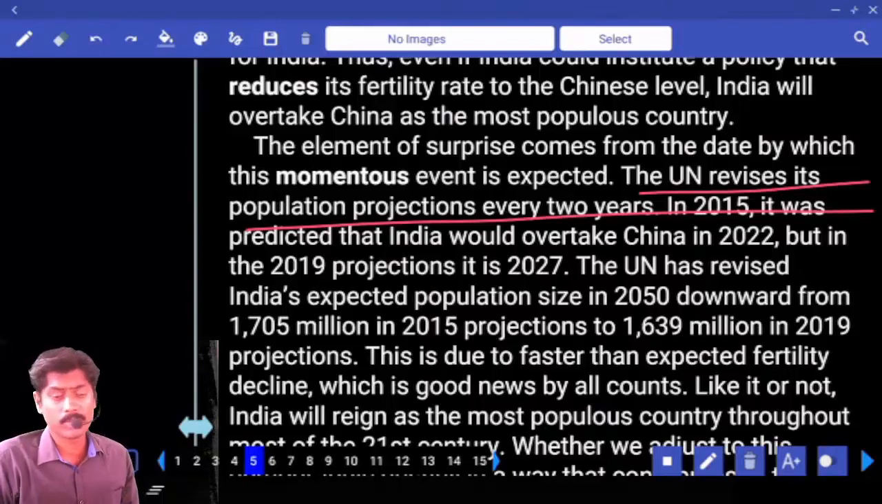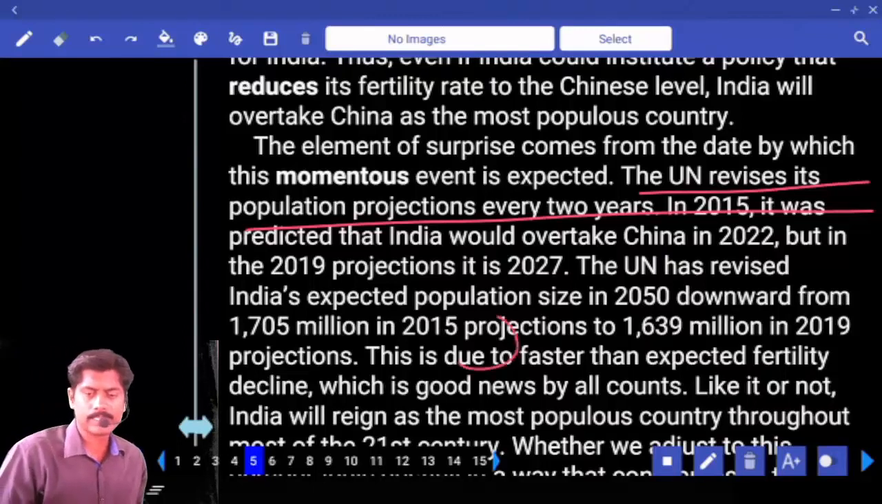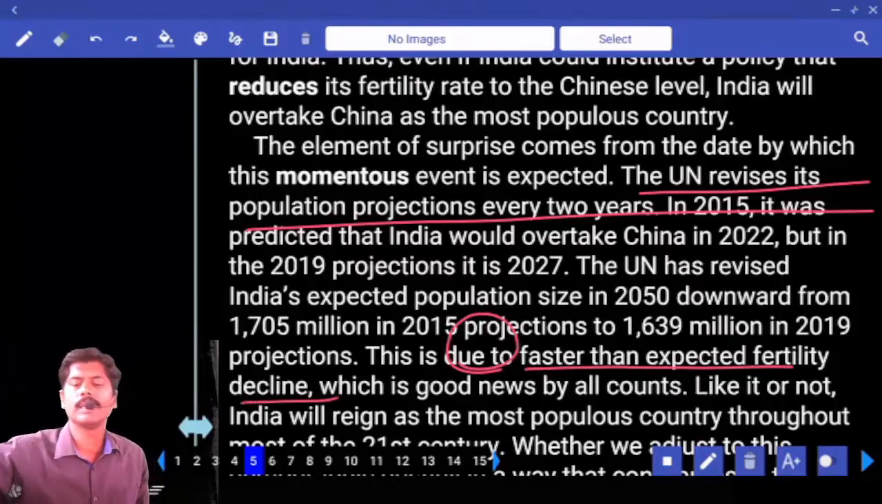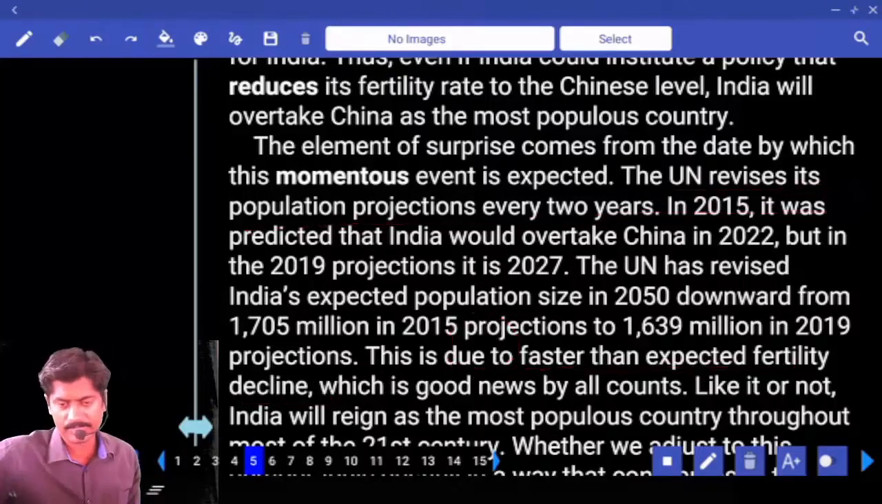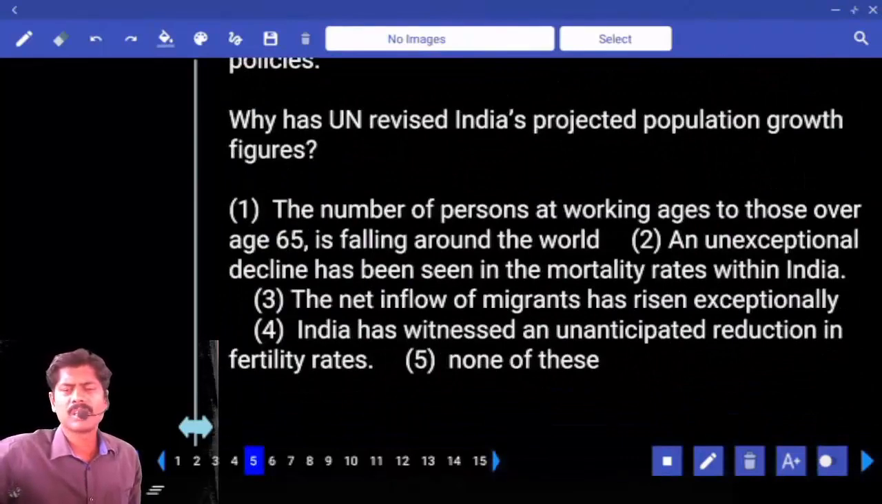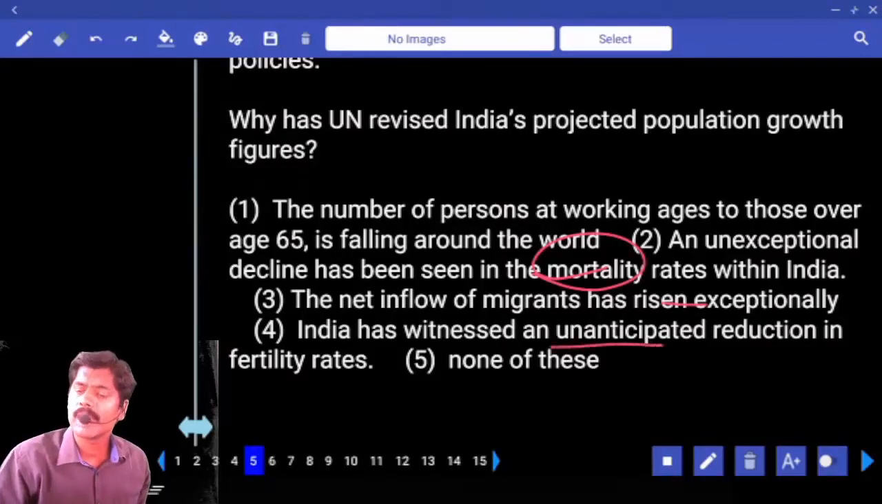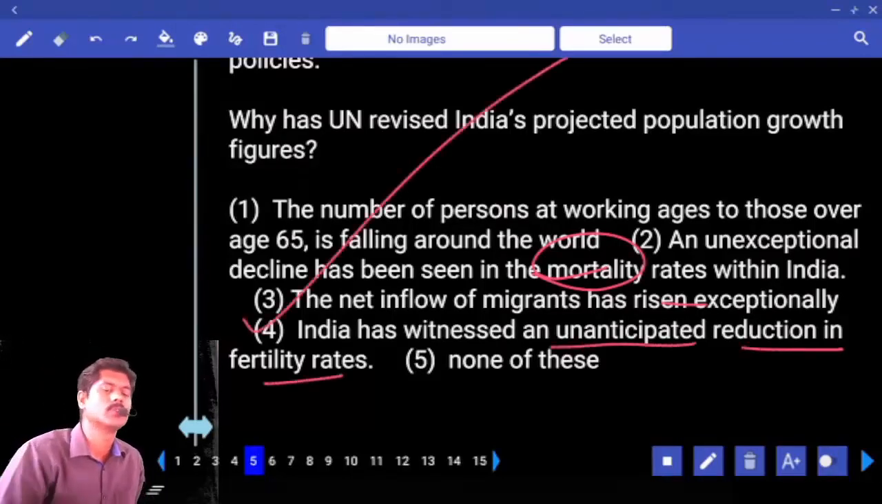Again, this is statistics, but now he is telling the reason. Why is it? This is due to faster than expected fertility decline. Fertility decline happened faster than expected. Number of persons at working ages, those at the age of 65, no. Unexceptional decline has been seen in the mortality rates within India. Death rates, what is mentioned there, death rate or fertility? The net inflow of migrants has risen. India has witnessed an unanticipated, means unexpected, reduction in fertility rates. Answer 4.